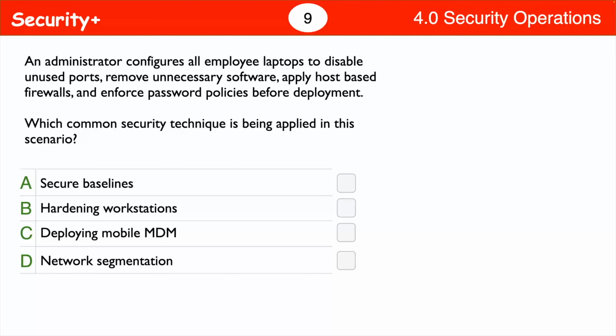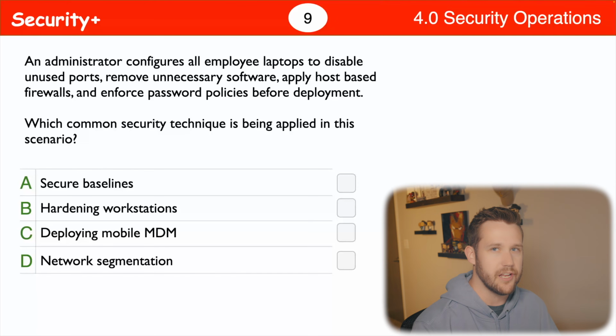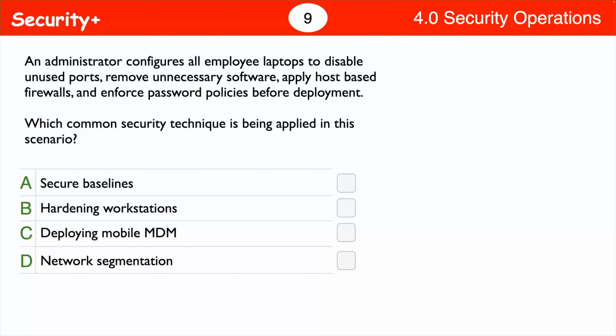All right, so I would say it's hard to pick a key phrase for this one since all the actions being described in this scenario are key phrases at the end of the day. However, all the actions are focused on strengthening individual endpoints for use. So that is a key, I guess. All of this is a key, if that makes sense. But let's go ahead and do the process of elimination now.